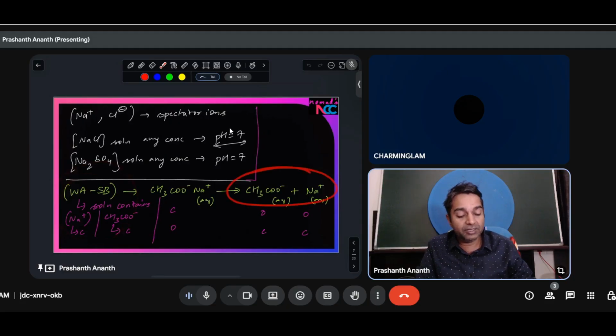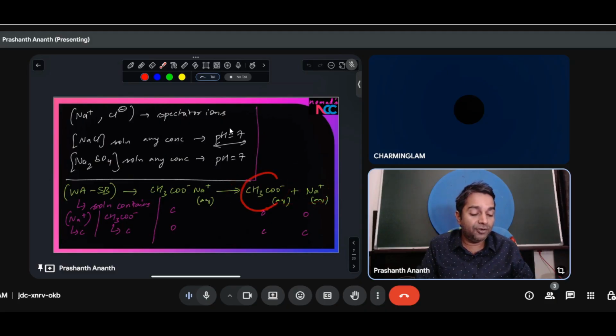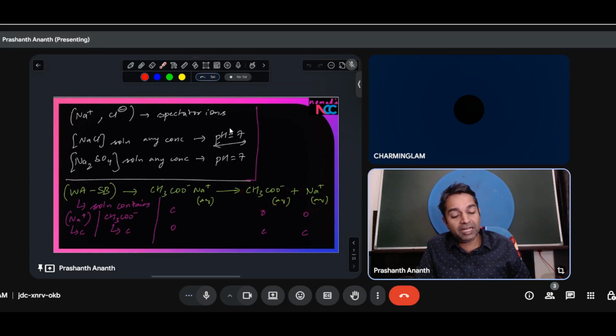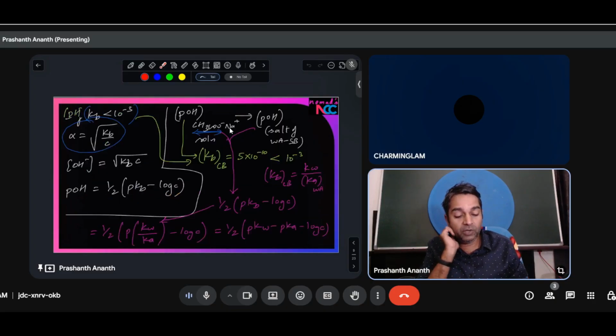If it is a weak acid, strong base like CH3COOH and NaOH, the salt is CH3COO minus Na plus. So we end up having that kind of a solution over there. The CH3COO minus is the main component because Na plus is going to be a spectator ion. CH3COO minus is a conjugate base, so its Kb will be Kw by Ka, and the value works out like this, which is less than 10 power minus 3. Less than 10 power minus 3 means all the equations apply straight away, so we can use them straight away.